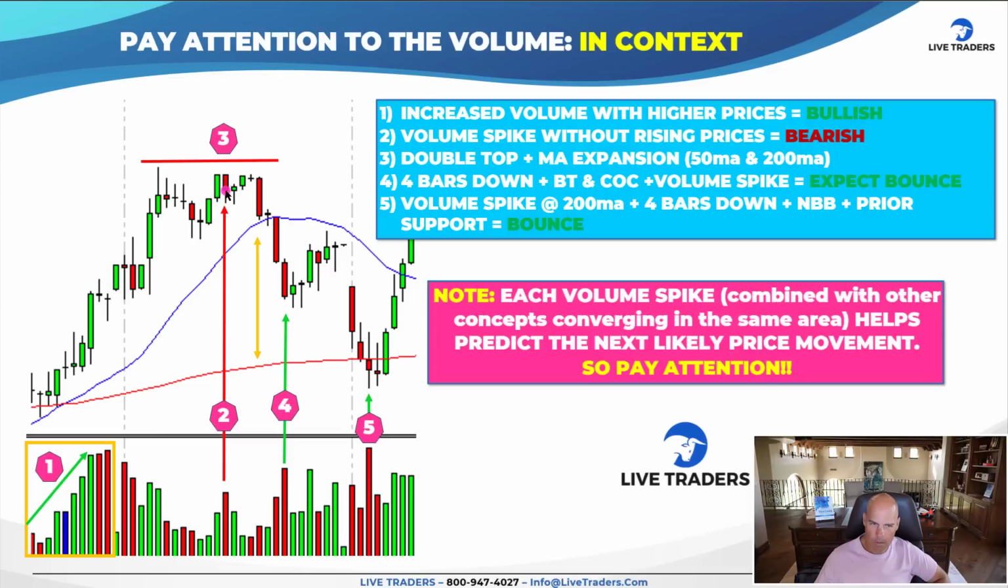Now, we get this red bar on a big volume spike. This is number 2. Volume spike, red bar. Okay? Volume spike without rising prices is bearish. But if we go to number 3, in conjunction, combining it with number 2, what's really happening here? You're getting a big volume spike with little to no bullish price movement at prior resistance. So number 3 is a double top plus a moving average expansion.